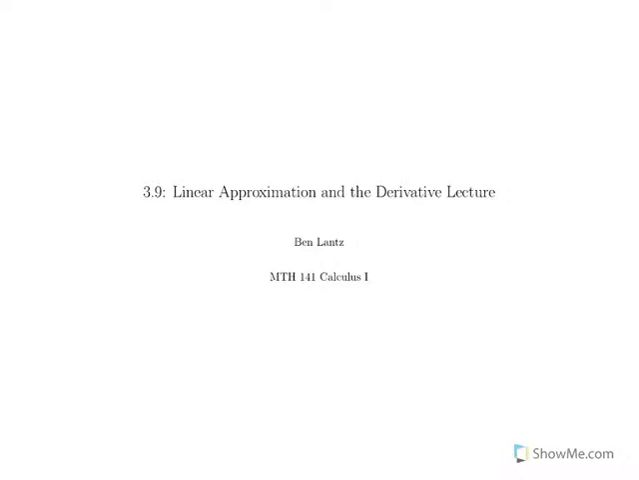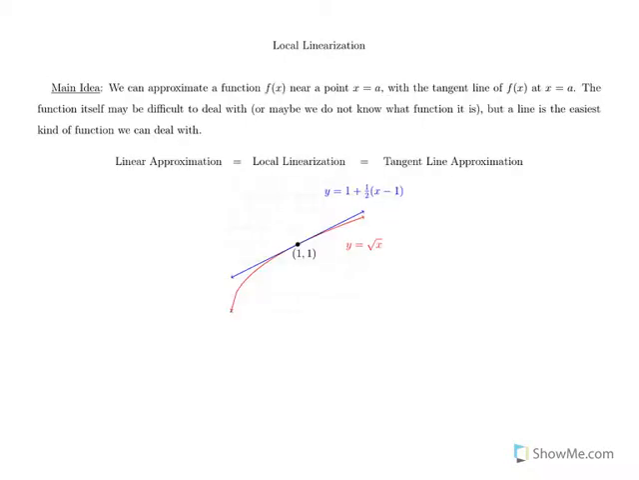In section 3.9, we're going to look at how to approximate a function with the tangent line or with a linear function. So in this section, we're going to find and interpret the local linearization of a function at a point. So here's the main idea. We can approximate a function f of x at an x value x equals a with the tangent line of that function at x equals a.